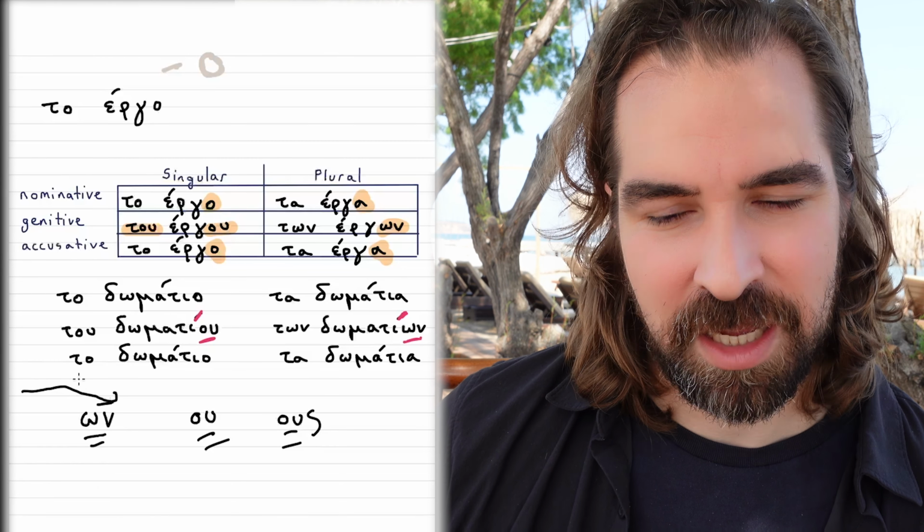So those are our nouns. Masculine -as, ο πατέρας. Feminine -a, η μητέρα. And neuter -o, το έργο, το δωμάτιο.